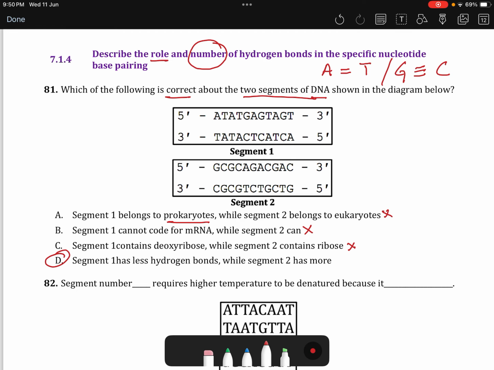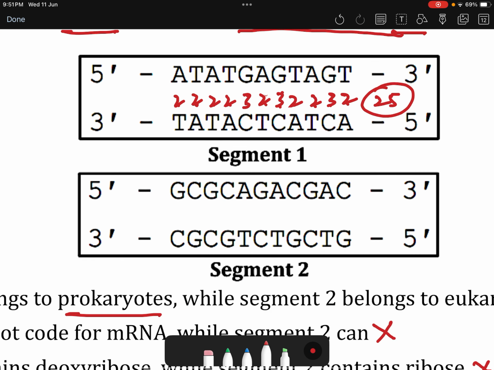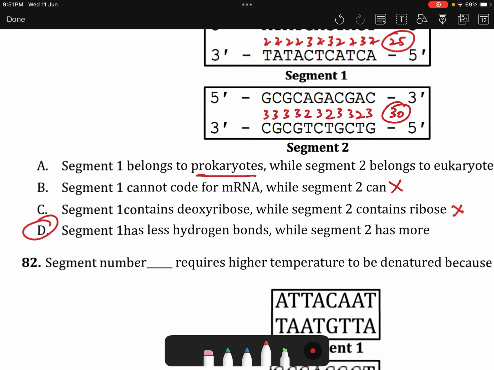So what we can do is count the number of the bonds. So 2, 2, 2, 2, 3, 2, 3, 2, 2, 3, 2. So you can add them. 2 plus 2, 4, 6, 8, 9, 10, 11, 12, 13, 14, 15, 16, 17, 18, 19, 20, 21, 22, 23, 24, 25. So here we have 25. Okay, here 3, 3, 3, 3. So 12. Then again 3, 3, 3, 3. So again 12. So 12 plus 12, 24, 25, 26, 27, 28, 29, 30. So here we have 30. So what it says, segment 1 has fewer hydrogen bonds, 25, segment 2 has more hydrogen bonds, 30.